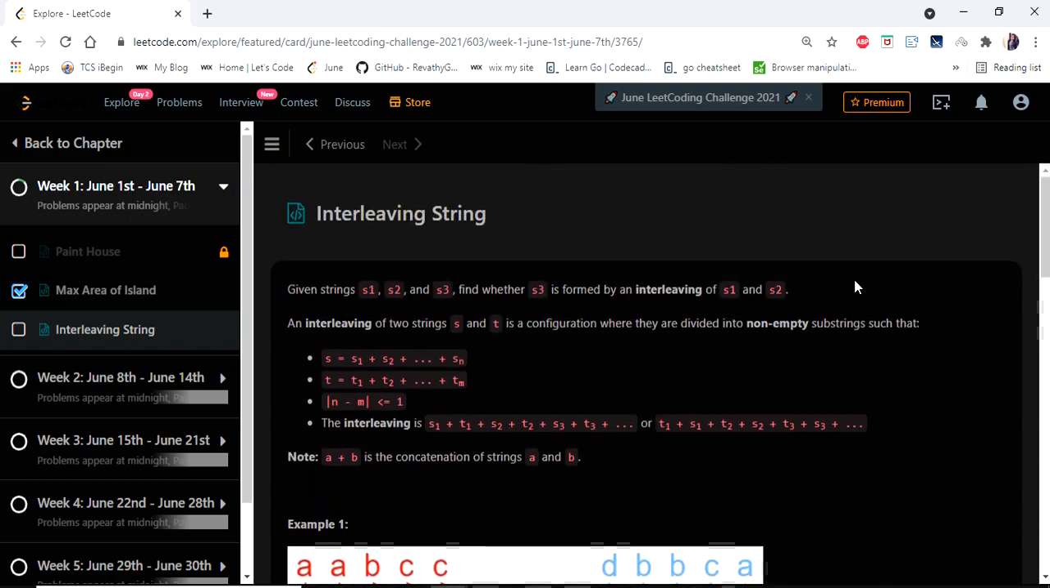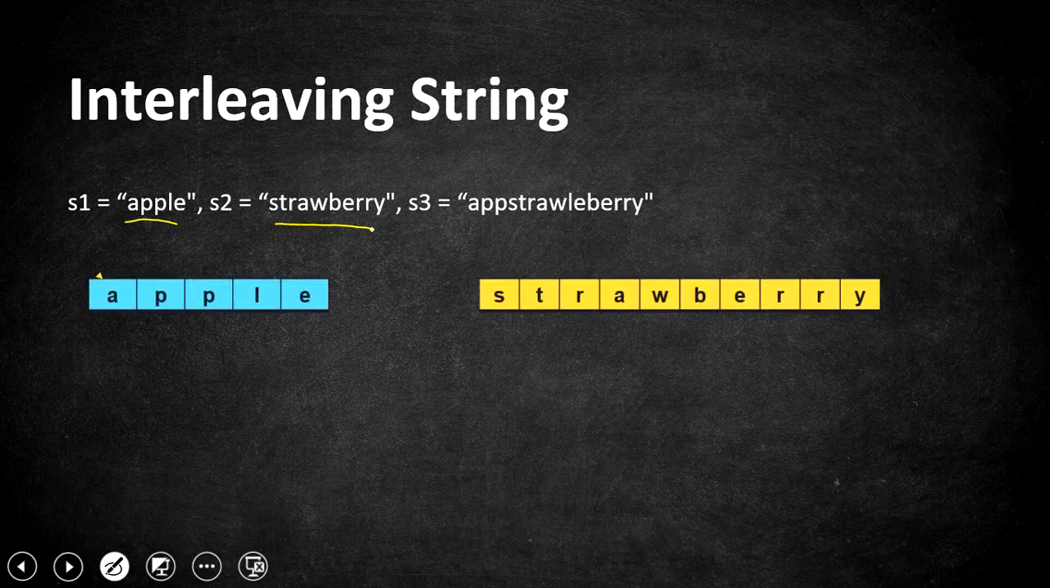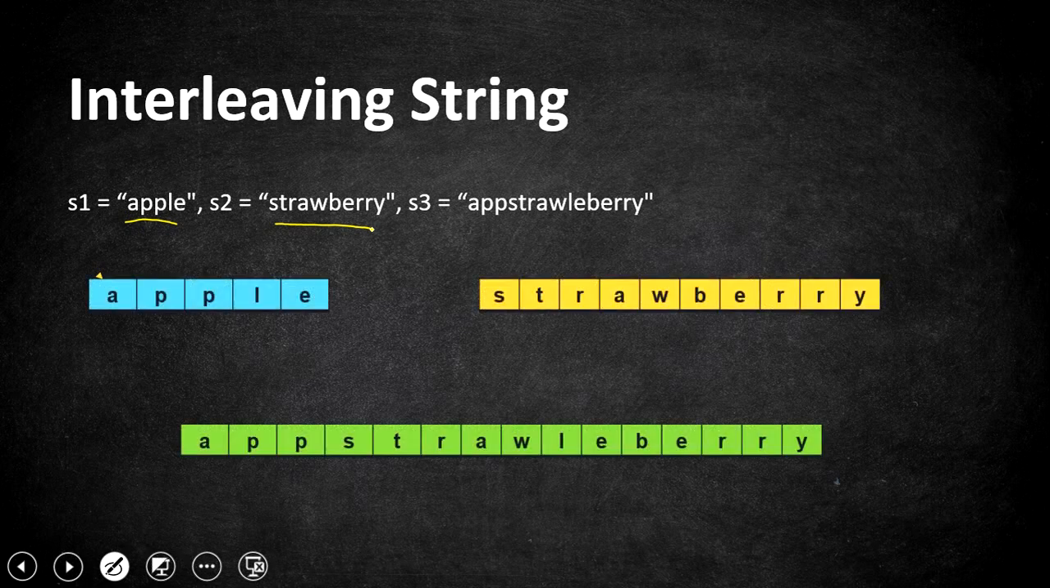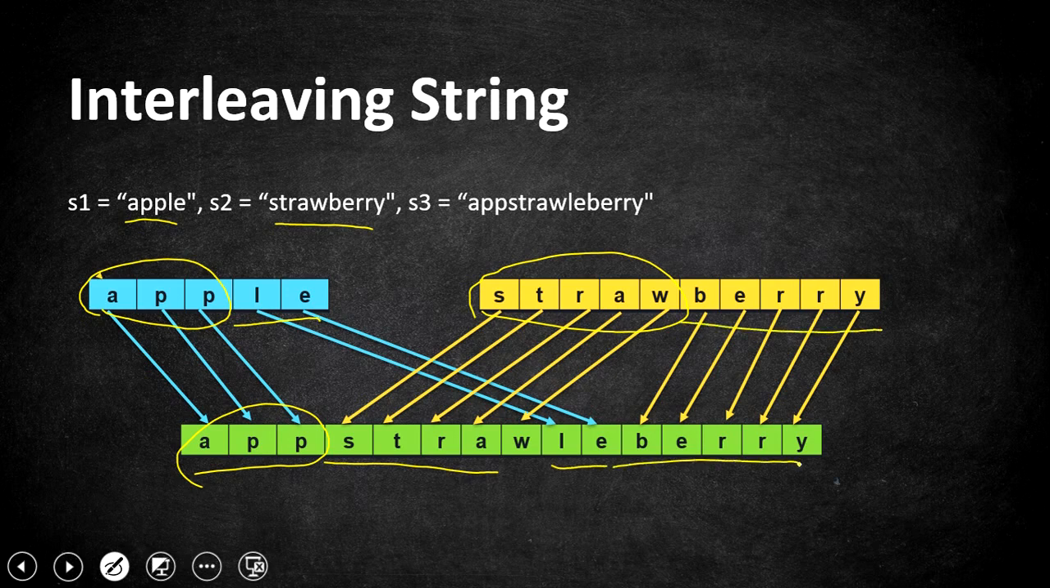So let's understand this problem with an example. Consider this example where our S1 is apple, S2 is strawberry and S3 is a combination of these two strings. The given S1 and S2 are these, and we have formed S3 by concatenating substrings from S1 and S2. If you see, we have APP as the starting substring from S1, then another substring, straw, from S2, then LE from S1 again, and then finishing it off with S2. So this can be a substring of any length, even a single character, and a combination of both in sequential order.